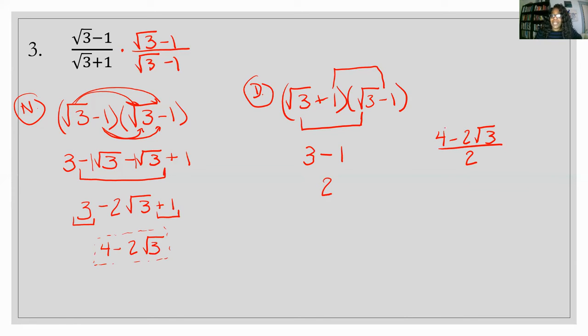So I'm looking at the 4. I'm looking at this 2. I'm looking at this 2. Do they have anything in common other than 1? Yes, they do. They have 2 in common. So if I divide each of these by 2, that's going to be a 1, that's going to be a 1, and this is going to be a 2. So my final answer is going to be 2 minus the square root of 3. Even if you left it over 1, anything divided by 1 is going to be itself.